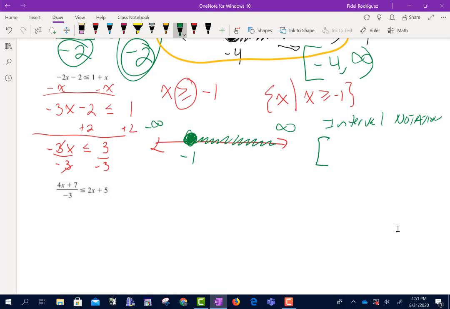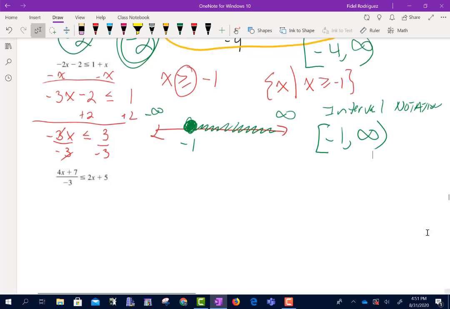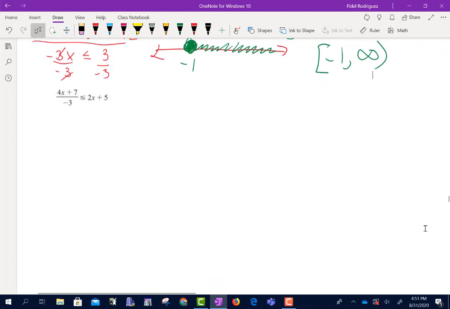And so now, what is my interval form going to look like? My interval form, or sometimes they call it interval notation, okay? It's going to look like this. Negative 1 all the way to infinity. Okay.